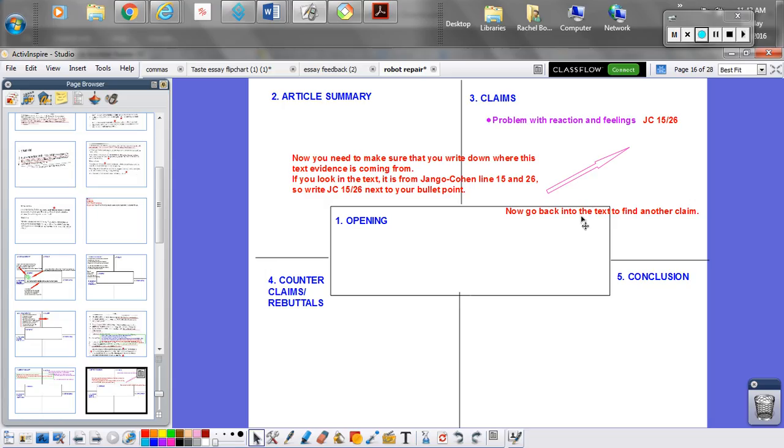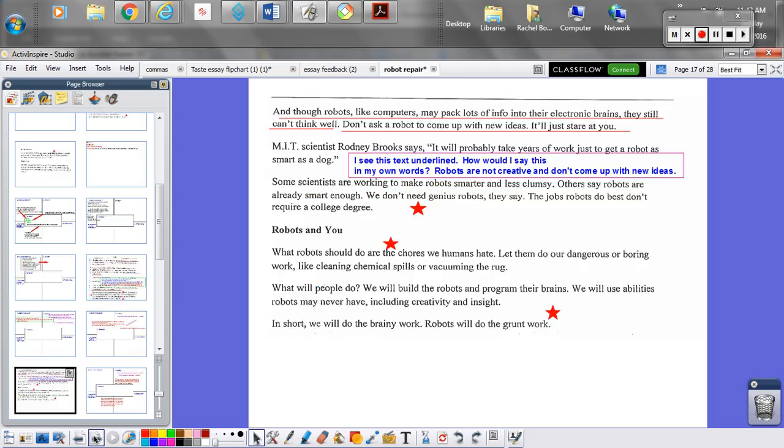Now go back into the text to find another claim. I see another bit of text that's underlined, but I want to point out to you that I went to the Timney article this time because the prompt told me to get text evidence from both articles. So if I'm only going to do 2 claims, and I've already gotten one piece of text evidence from Django Cohen, now I'm going to get the other one from Timney. So I saw this underlined. "Though robots like computers may pack a lot in their electronic brains, they still can't think well. Don't ask a robot to come up with new ideas, it'll just stare at you."